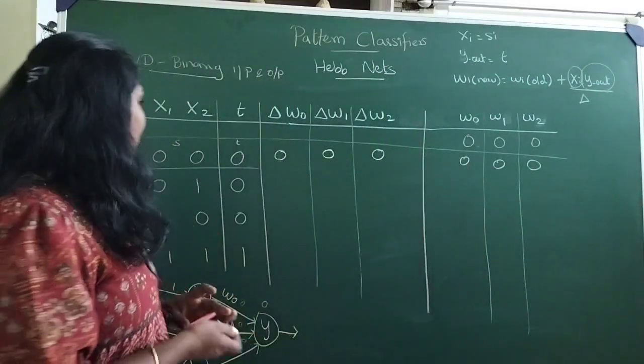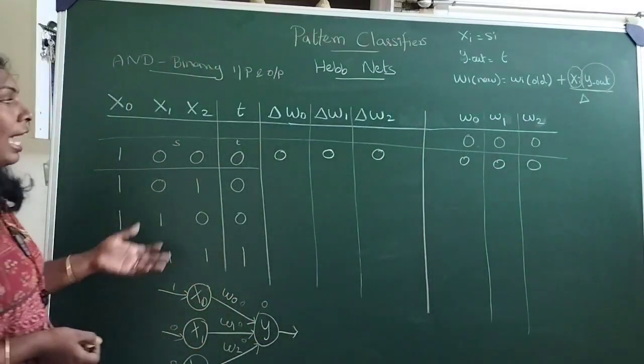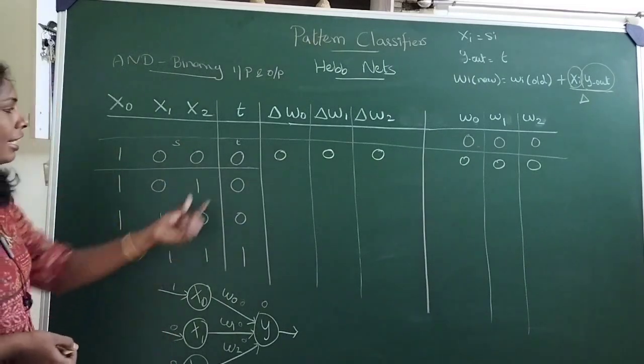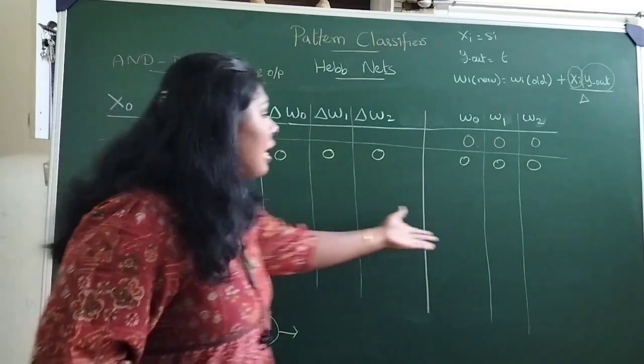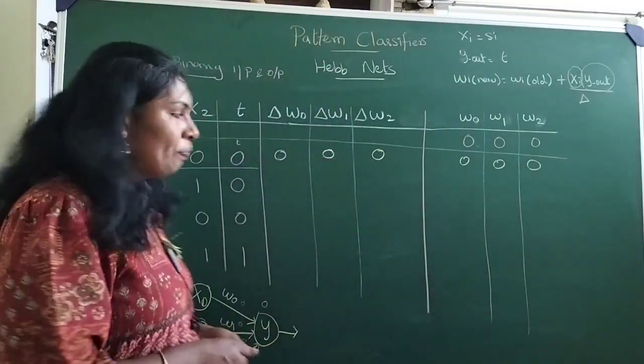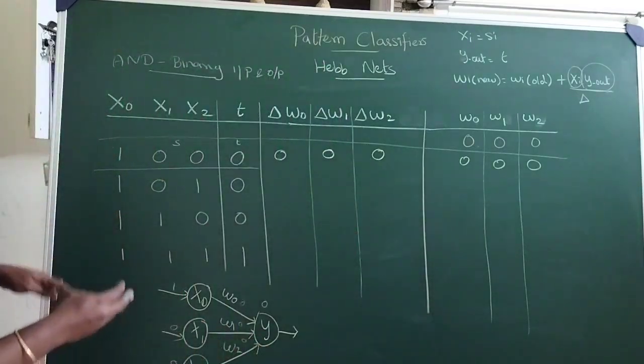Since the input that I have taken is the binary input and the logic I have taken is AND, it is 0 for all, most of the category. So till this, I don't have any weight adjustment to be made. Okay, I am going to repeat the same procedure again.